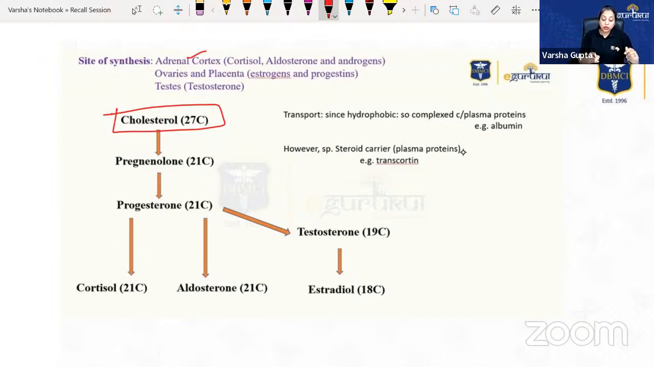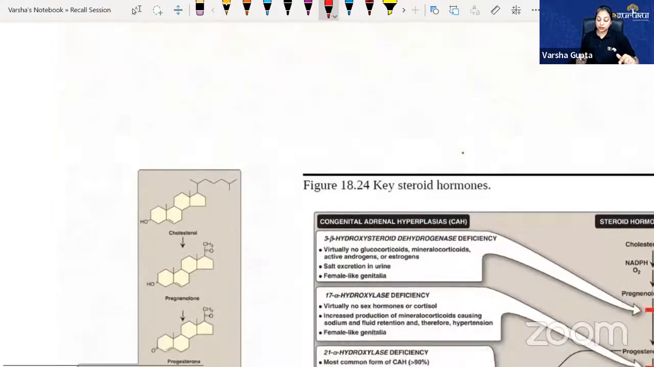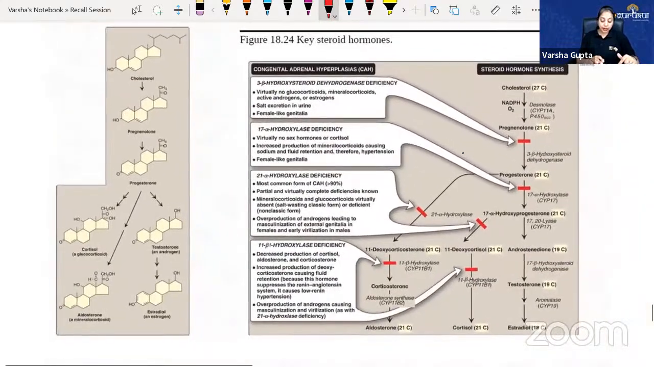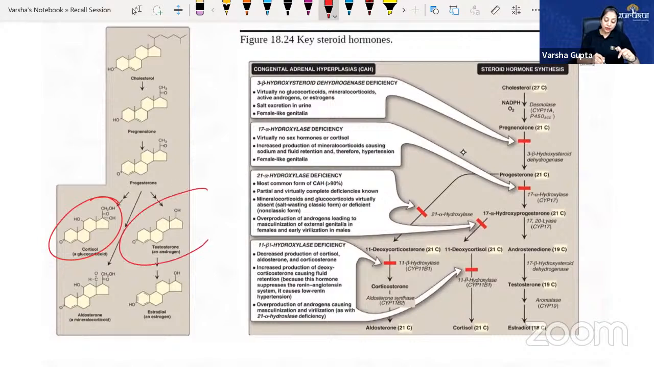So cholesterol is 27 carbon. In the synthesis we have done from cholesterol, we synthesize pregnenolone, which is 21 carbon. Then the progesterone, which is also 21 carbon, but there is a rearrangement, right? And then from there, we can synthesize cortisol, aldosterone, estradiol, and the testosterones. And this is how they look. You don't have to remember the structures, but you can get a feel for what they look like. They are steroids. They are a very rigid system.